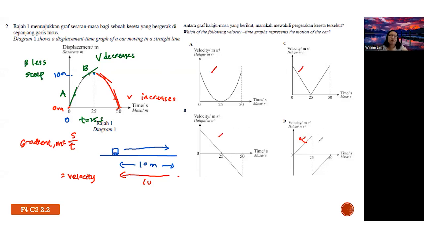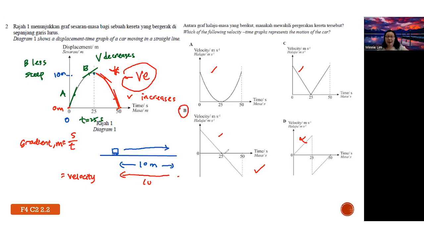But this part is wrong. Then moving on to the next part, because the object now moves in the opposite direction, the velocity is actually negative. If it is negative, it will be below the axis instead of above. So therefore, your answer is actually B.